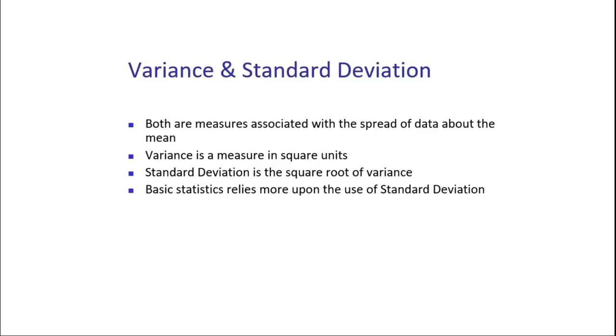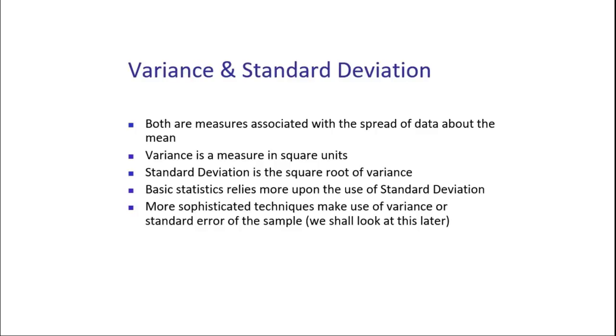Basic statistics relies more upon the use of standard deviation. This is why people often remember it more, because the stats they've done are generally associated with standard deviation. Actually, the statistics they've been doing have really been population measures. More sophisticated techniques make use of the variance or standard error of the sample, and we'll look at these later.